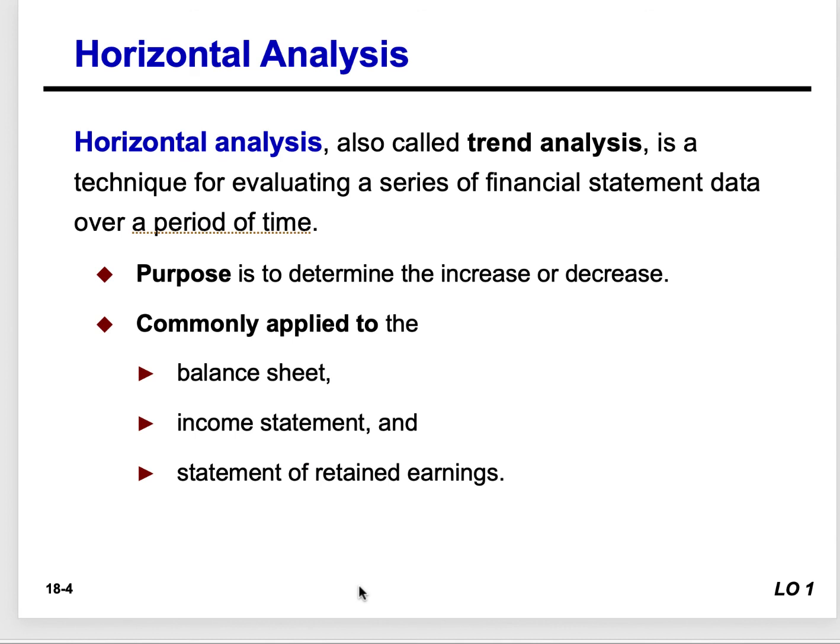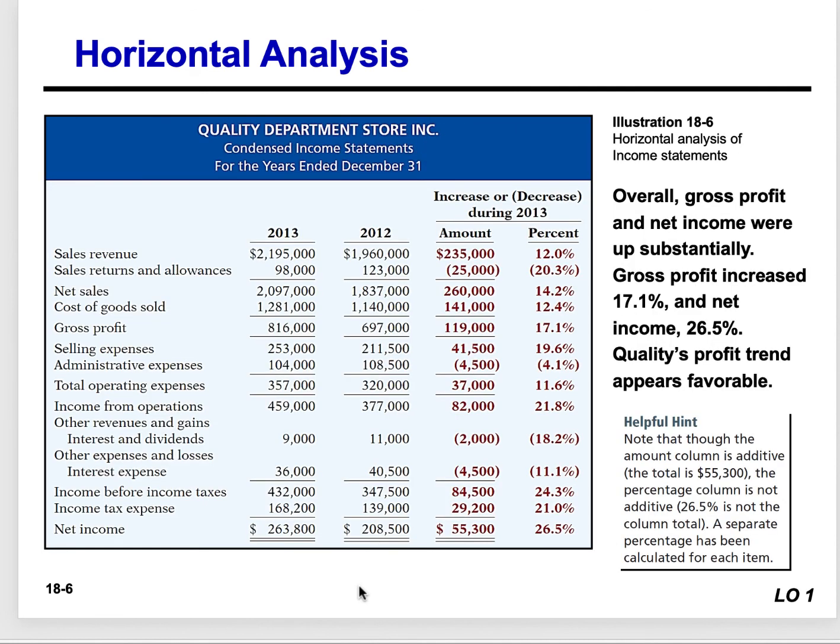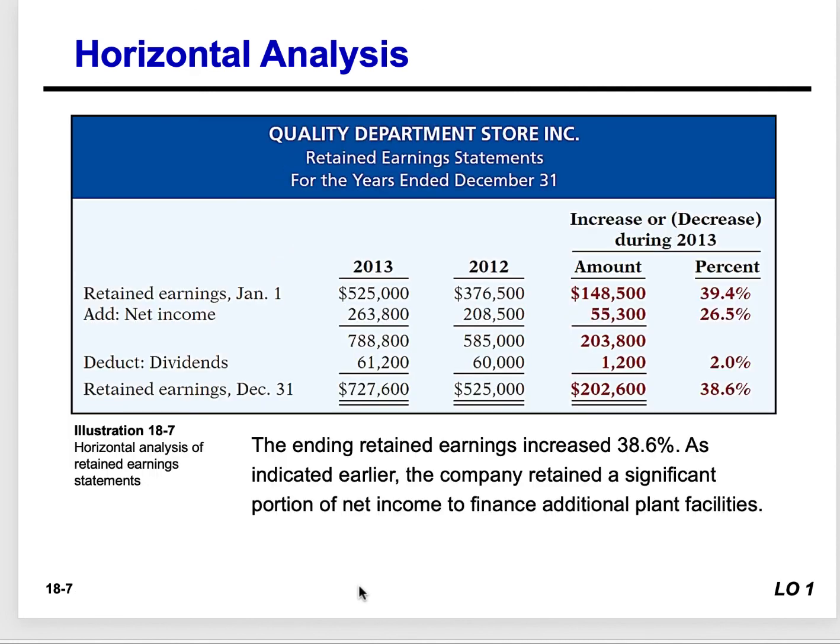Remember horizontal is also called trend analysis. You need to know what the purpose is. Why do we do horizontal analysis? Well, we want to determine the increase and the decrease in certain items. What's it applied to? We can apply it to any of the financial statements: the balance sheet, the income statement, or statement of retained earnings. We demonstrated how to set up horizontal analysis.